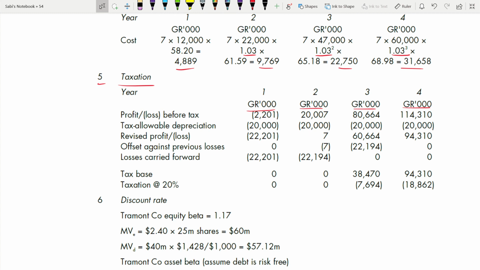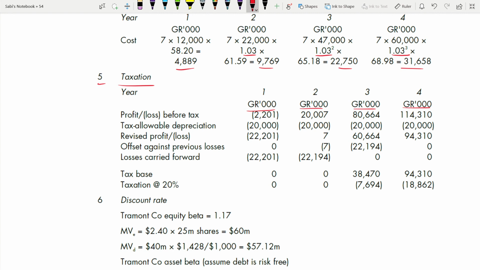Exactly, if it is negative, you have to put minus in your calculator, minus number, minus something. You cannot put a positive number and then say that you're getting a different answer. You will get a different answer. So it is minus 2201 minus 20,000. It is still subtraction only, but this time the number is negative. That's why you are getting a bigger number. So it is 22,201. That is the loss. So offset will be 0 in year 1.